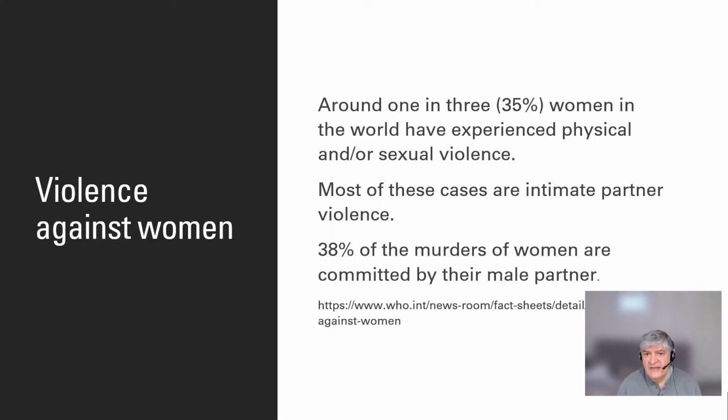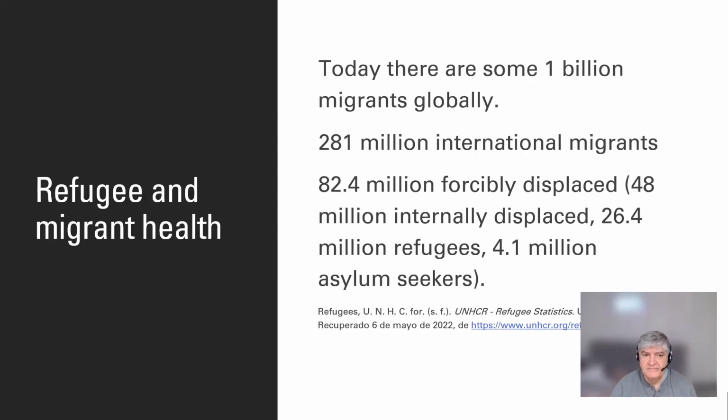Violence against women. Around 1 in 3, 35% of women in the world have experienced physical and/or sexual violence, and most of these cases are intimate partner violence. So 38% of the murders of women are committed by their male partner. Refugees and migration health. Today, there are some 1 billion migrants globally: 281 million international migrants, 82.4 million forcibly displaced, 48 million internally displaced, 26 million refugees, and 4 million asylum seekers.